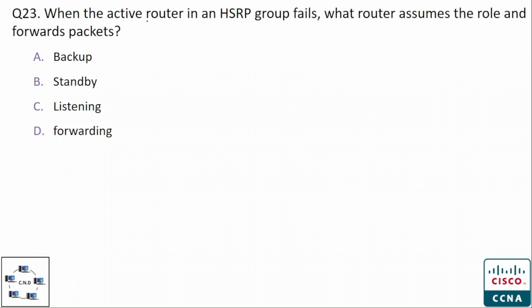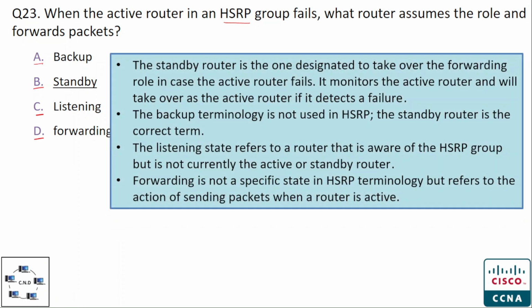Question number 23. When the active router in an HSRP group fails, what router assumes the role and forwards the packets? And the options are option A backup, option B standby, option C listening, and option D forwarding. And the correct option is option B standby.